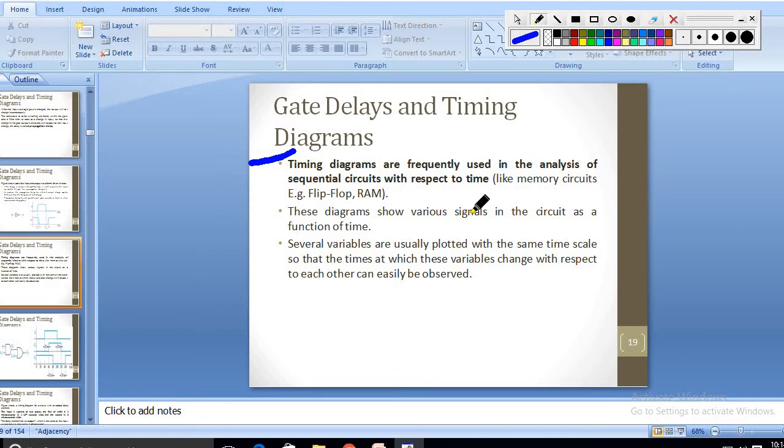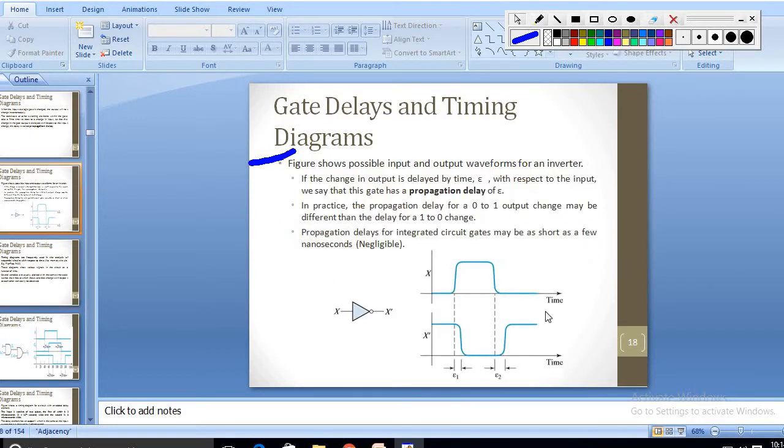These diagrams show the various signals in the circuit as a function of time. Several variables are usually plotted with the same time scale, so that the times at which these variables change with respect to each other are easily observed. Don't worry about these points, you just have to remember what exactly the previous diagram was and how it looks. See, this diagram you have to remember.